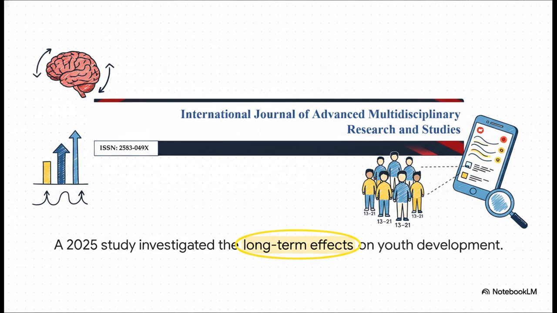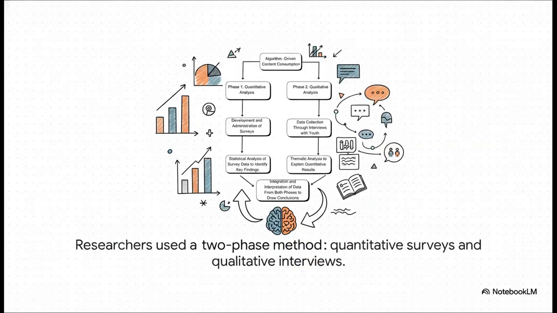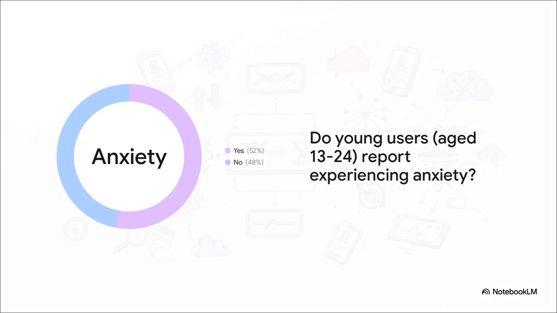This recent study from the International Journal of Advanced Multidisciplinary Research and Studies did a super deep dive into the long-term effects on young people, specifically those between the ages of 13 and 21. And this wasn't just some quick online poll. Their method was really solid. They combined the hard numbers from surveys with in-depth personal interviews to get a much richer, more complete picture of what's going on. So what did they find?